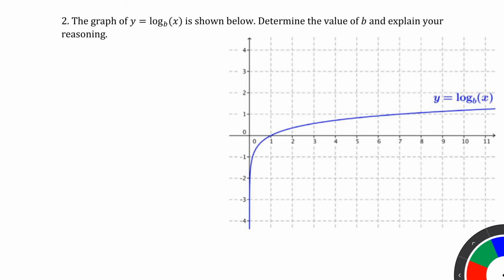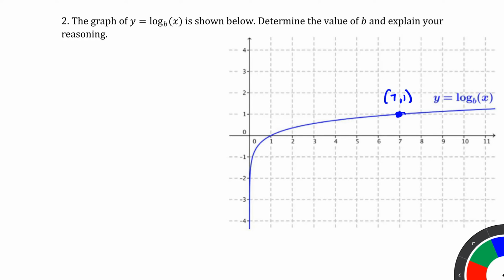Number 2 says, the graph of y equals log base b of x is shown below. Determine the value of b and explain your reasoning. So to determine the value of b, you need to choose a point that's actually on your curve, but you don't want to choose the point (1, 0), because (1, 0) is on lots of different curves. So I'm actually going to choose this point here, (7, 1).